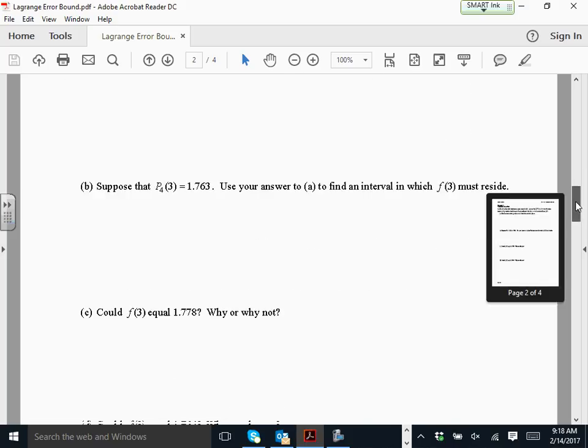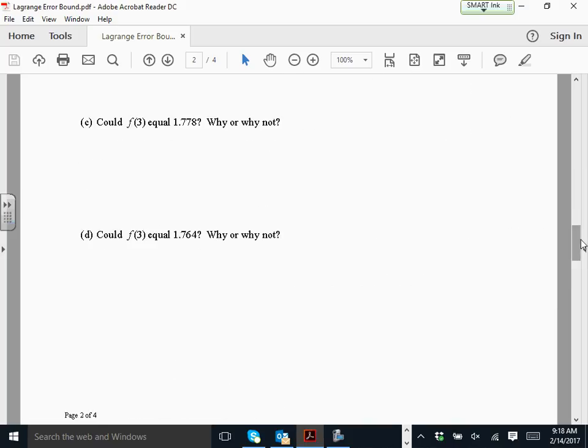Okay. So based on that, could f of 3 equal 1.778? No, why not? 0.002 is the maximum error. Correct? So it doesn't fall in that interval that we just wrote down. What about 1.764? It could equal that because it does fall in the interval that we just calculated. Is that good enough justification? It falls in the interval.